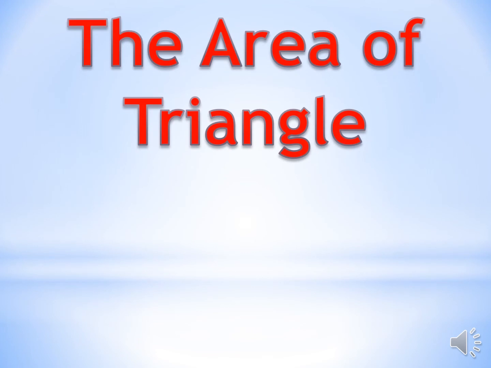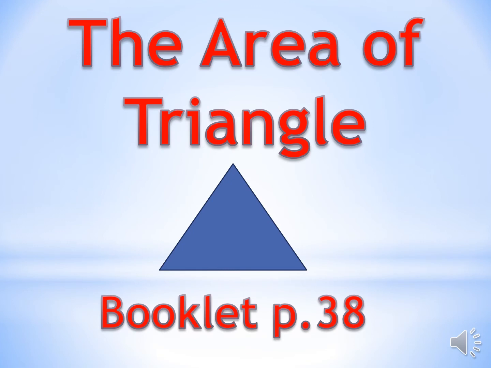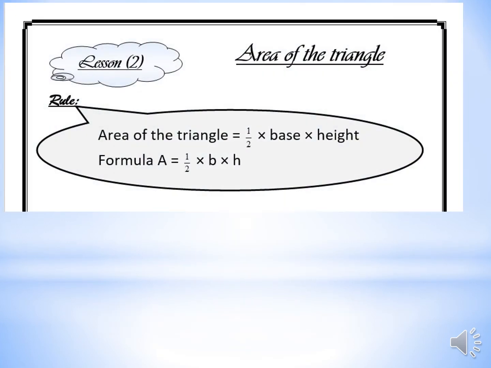The area of triangle. Booklet page 38. Area of triangle. The rule of the area of a triangle is half times base times height. And its formula is A equals half times B times H.